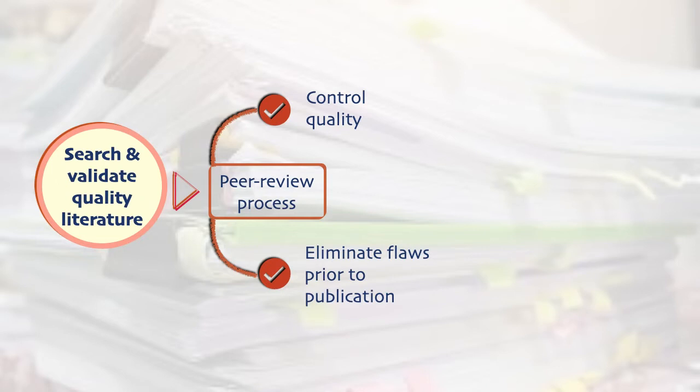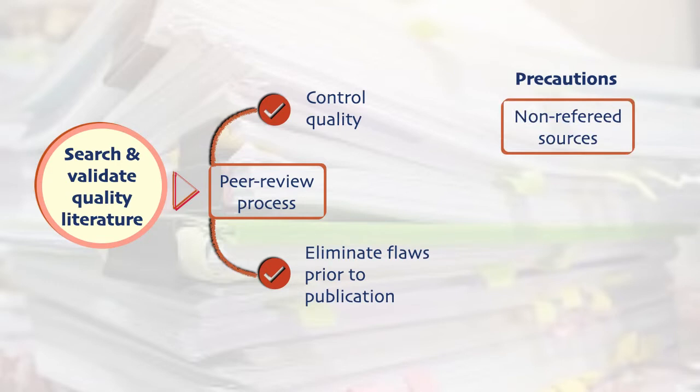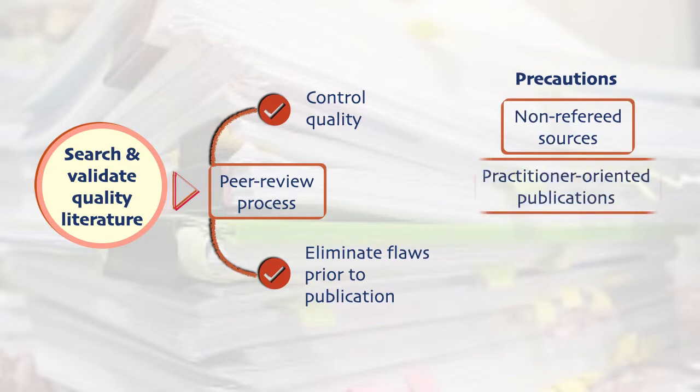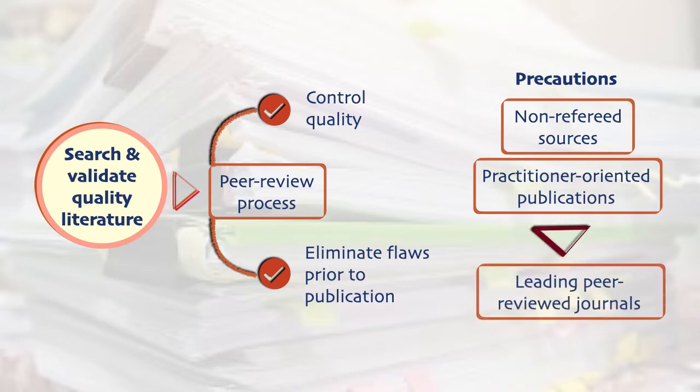Since not all published material is equal in quality, some precautions must be taken when using non-refereed sources. As for practitioner-oriented publications, it should be limited to factual information only, since it has low theoretical background and application dependency. Therefore, the major source of quality reference must be from leading peer-reviewed journals, since it provides sufficient theoretical background.